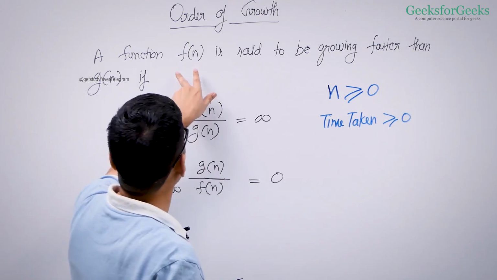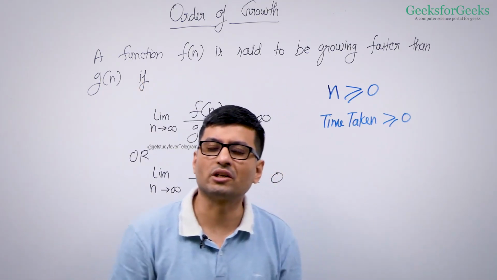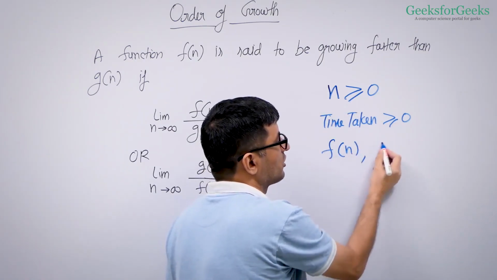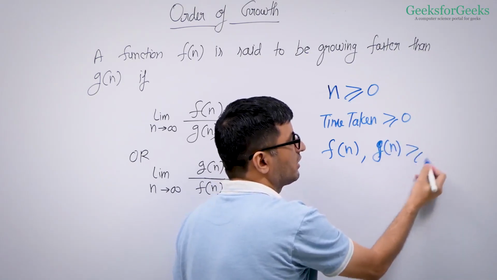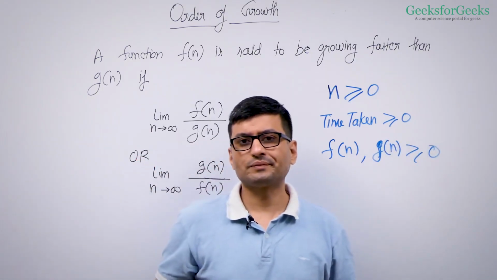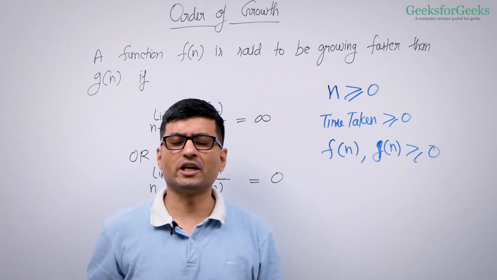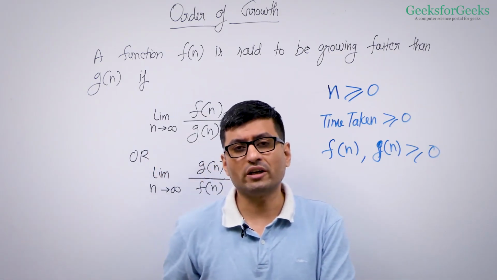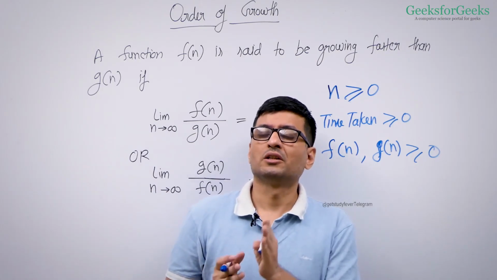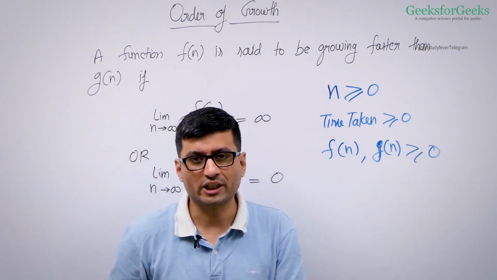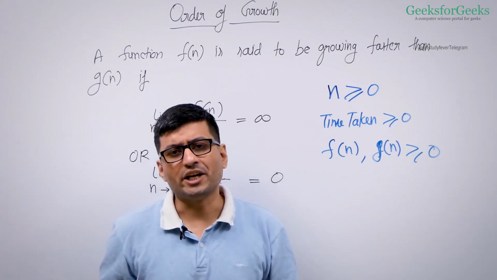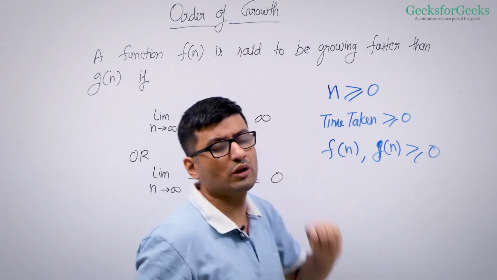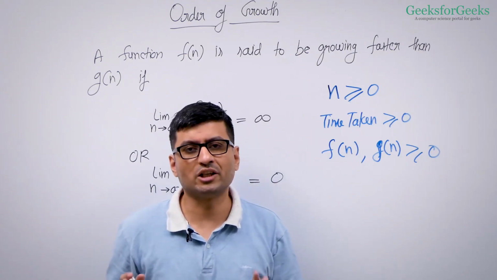So when we are talking about two functions f(n) and g(n), and we are comparing their order of growth, we assume that f(n) and g(n) are both greater than or equal to 0. These are some assumptions that we make. We took some example functions like C1 and C2n plus C3, and we saw that after a certain value of n, C1 was always going to take less time. So the main idea of analysis of algorithm is to measure the order of growth of time taken by algorithms.